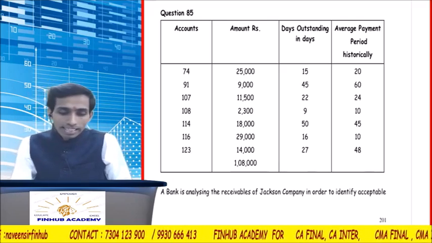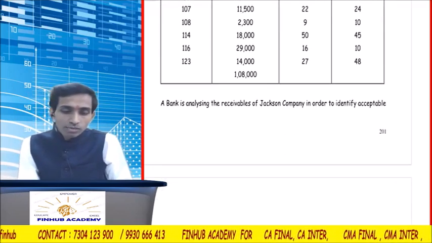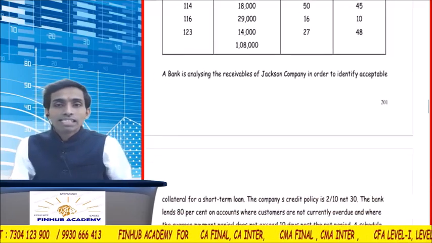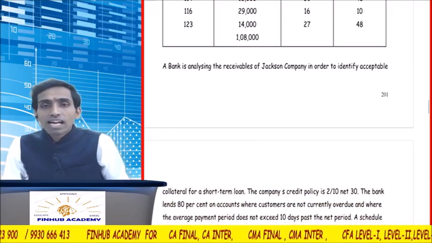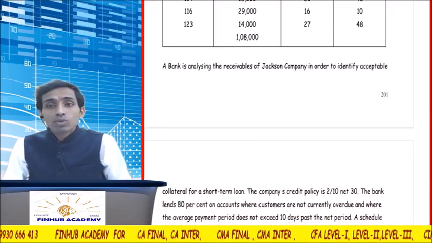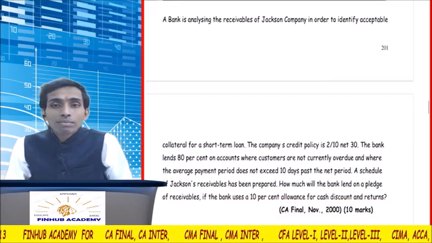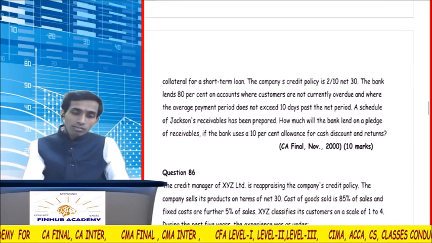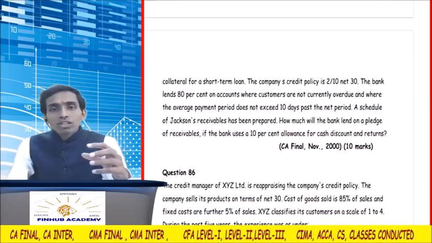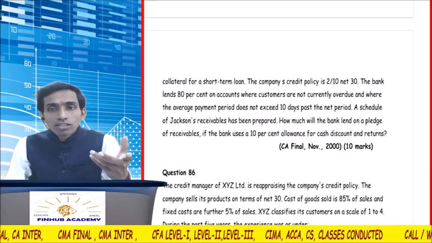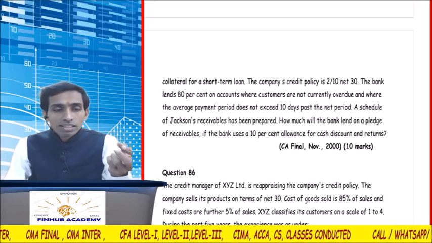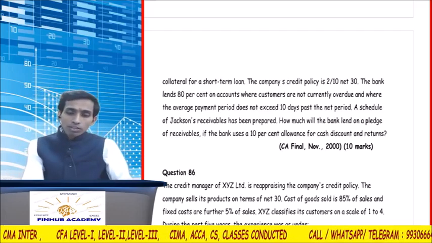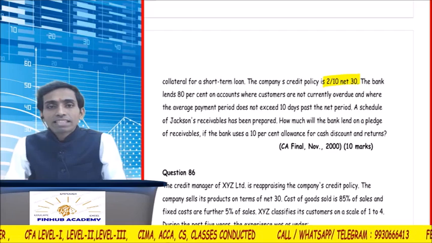They have given you the total, 1,08,000. Next, see what is given. A bank is analyzing the receivables of Jackson and Company in order to identify acceptable collateral for a short-term loan. Acceptable collateral for a short-term loan means based on this data they will give you a short-term loan. Based on this, these data will form what? Collateral. The company's credit policy is 2 by 10 net 30.